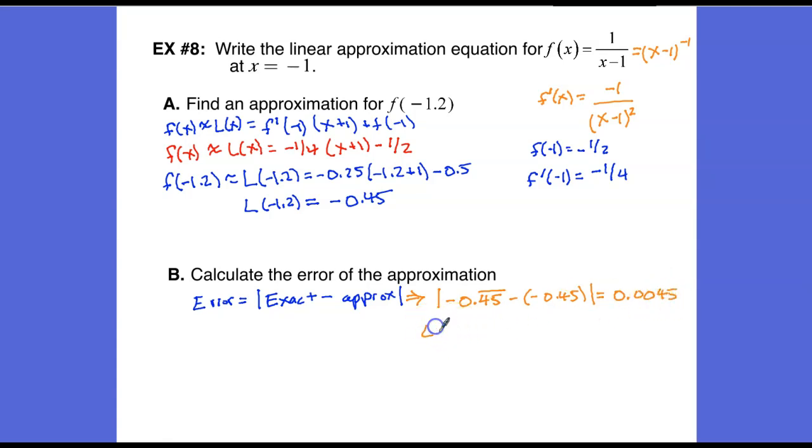So this means that the absolute value of the error is less than 10 to the, and we have 2 zeros, so we'll put -2.